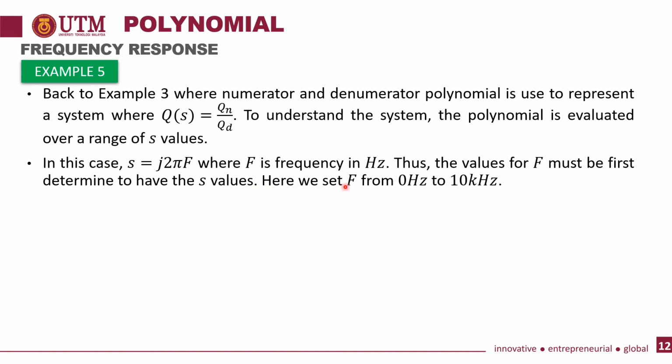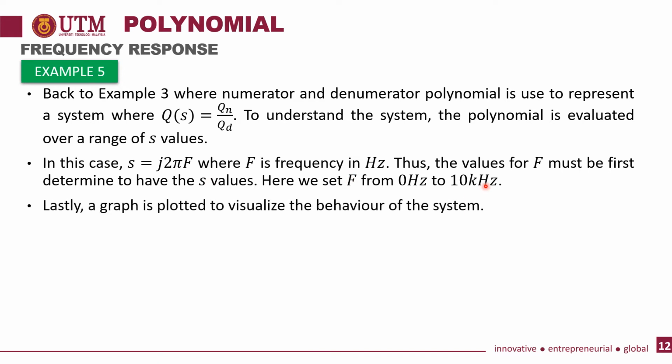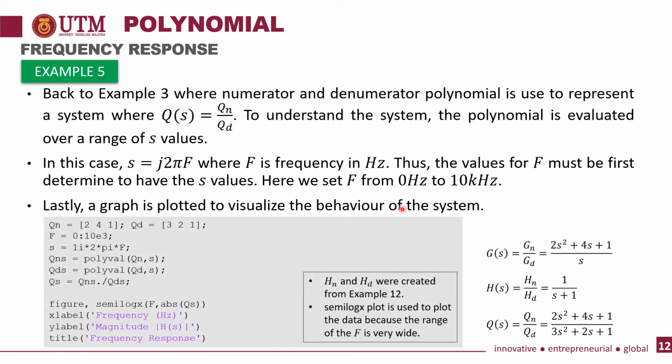So here we set f from 0 to 10 kilohertz. j2 is a fixed value, pi is a fixed value, and f is the value that we need to define, which starts from 0 hertz to 10 kilohertz. Lastly, a graph is plotted to visualize the behavior of the system. So this is the code. For qn and qd, this vector, we already get it based on example number 3. You can go back to example number 3 and see how we get qn and qd.